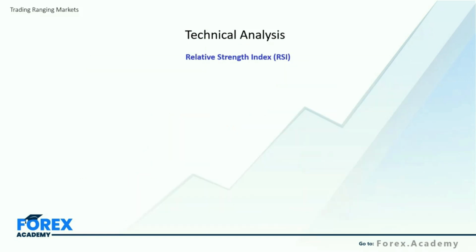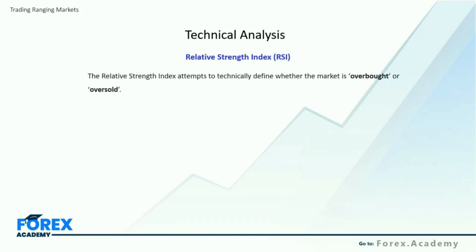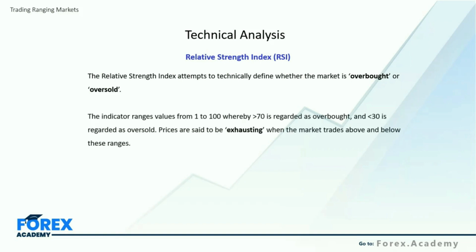Looking at another technical indicator, it is within the Relative Strength Index, or RSI, where we can find some very good technical indications indeed. The Relative Strength Index attempts to technically define whether the market is overbought or oversold. The indicator ranges in value from 1 to 100, whereby over 70 is regarded as overbought and below 30 is regarded as oversold. Prices are said to be exhausting when the market trades above and below these ranges.